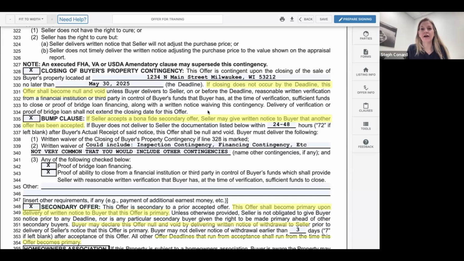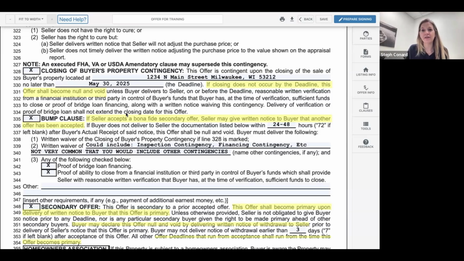And then highlighted here, I've got, if closing does not occur by the deadline, this offer shall become null and void. So it's very clear that if the closing does not happen on that primary residence, the offer shall become null and void, and it's dead. This is actually rewritten from the old offer, which was much more gray on what would happen if that closing of this primary residence did not happen. And now it's very black and white, which I appreciate, and I'm sure you guys do as well.